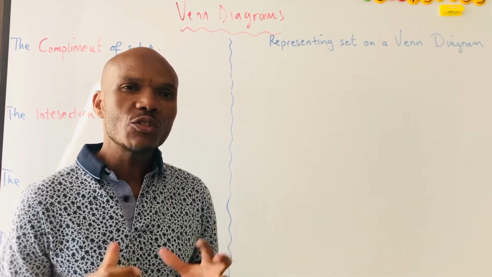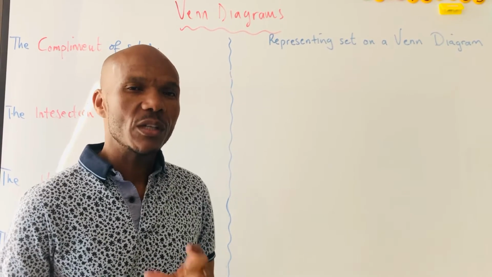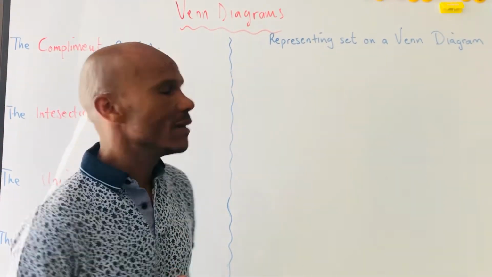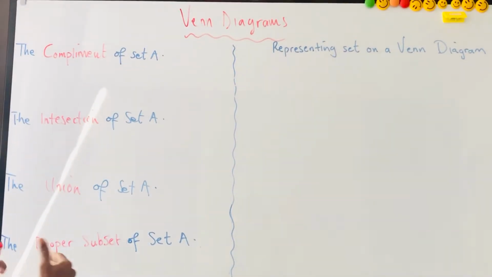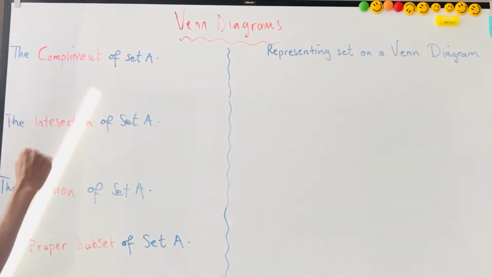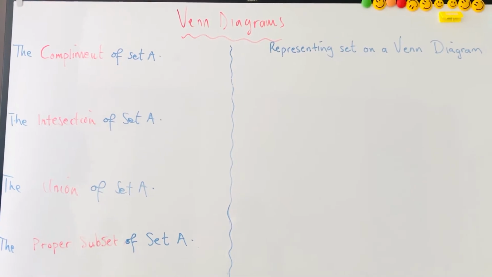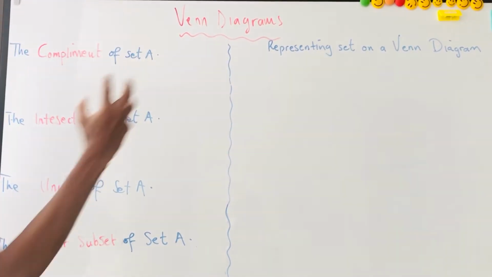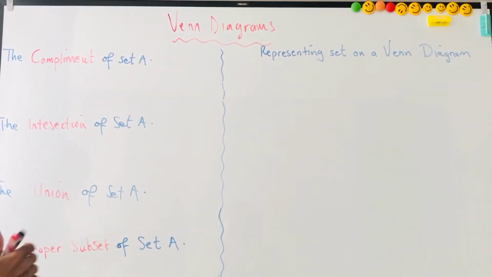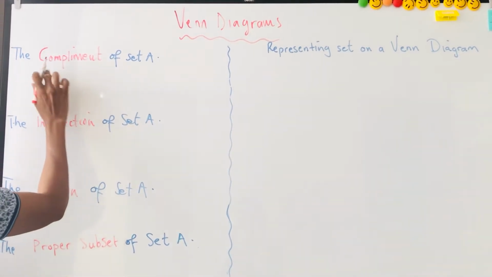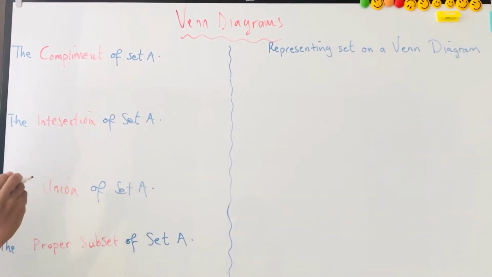I want us to take a deeper look into Venn diagrams today. There are three important words that I want us to understand before we get to drawing Venn diagrams. The first one I want us to look at is complement.